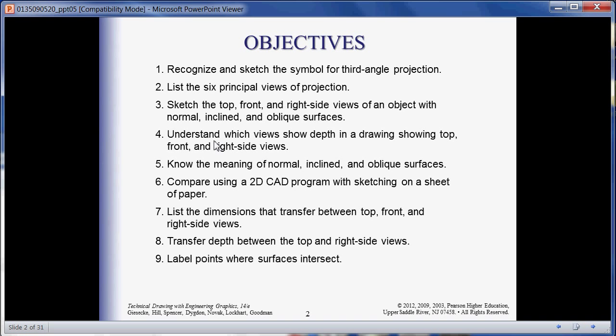We want to sketch the top, front, and right side views of an object with normal, inclined, and oblique surfaces. We want to understand which views show depth of the drawing, showing top, front, and right side views. We also want to know the meaning of normal, inclined, and oblique surfaces. We want to compare 2D CAD programs with sketching on a sheet of paper. We also want to list the dimensions that transfer between the top, front, and right side views, and transfer the depth between the top and right side views. We also want to label the points where the surfaces intersect, and enumerate those so we don't get lost.